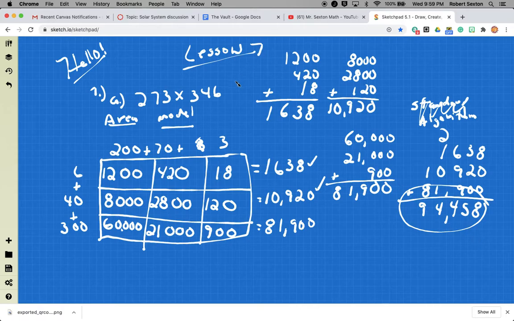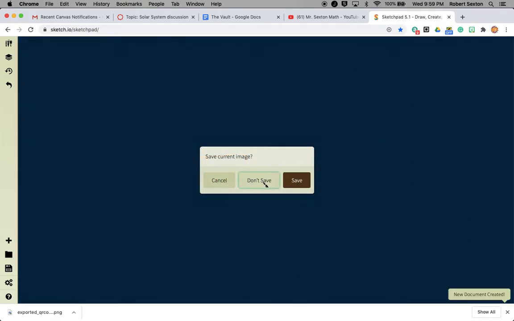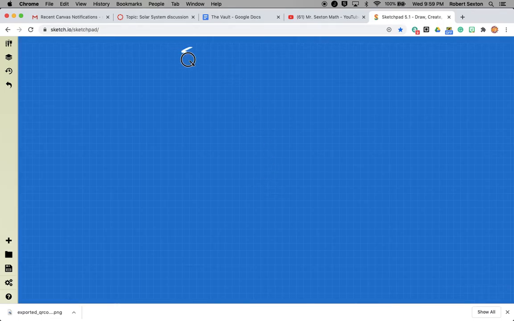All to get this one answer to this one problem. 273 times 346 is 94,458, right? With area model, these big numbers turn into a beast. But let me show you what can happen if we do the exact same thing with standard algorithm. This is the way your mom probably learned to do it, right? Standard algorithm, the exact same problem.